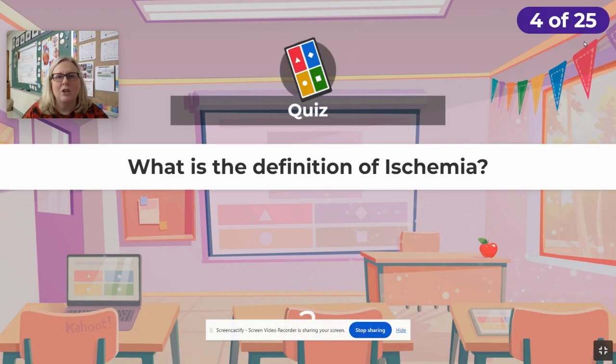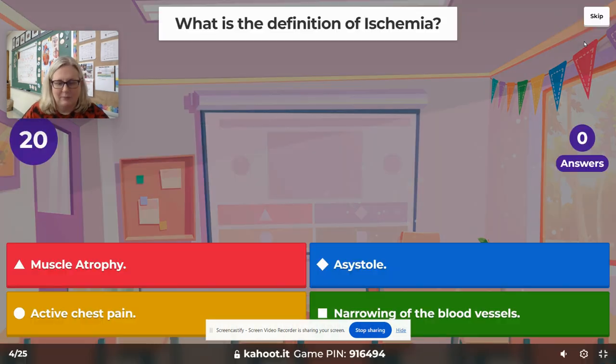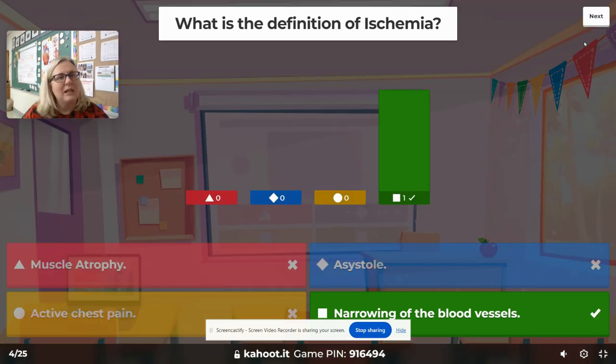What is the definition of ischemia? And I am not answering these right away so that you guys can think about it for a second so it doesn't stop the game. All ischemia means is that it's a narrowing of the blood vessels.